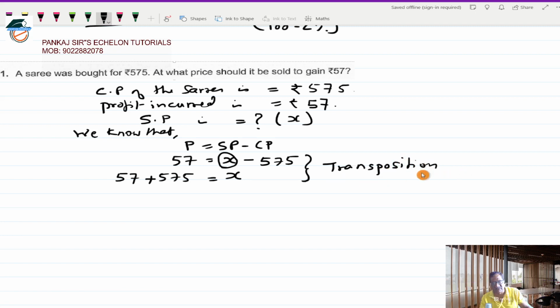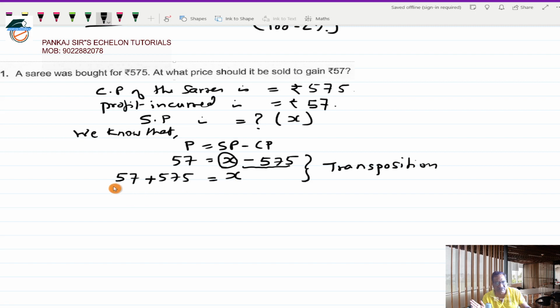Whenever you are transposing, or you are taking a number from the right hand side to the left hand side of the equation, or left hand side to the right hand side, the sign before the number changes. So the 575 was having a sign of minus. After coming on the left hand side, it will become plus. That is what I want to say. This is known as transposition. So you are left with this x over here.